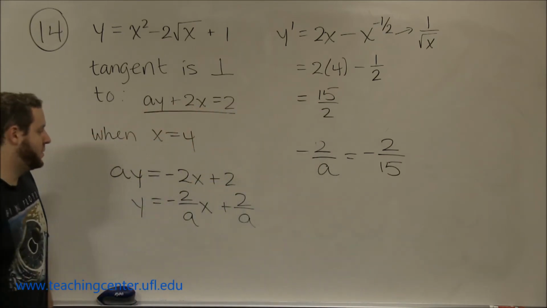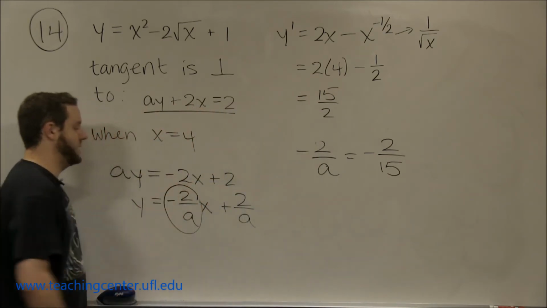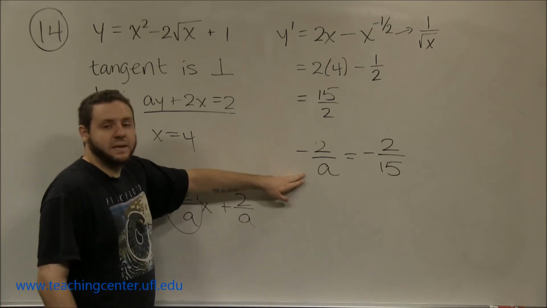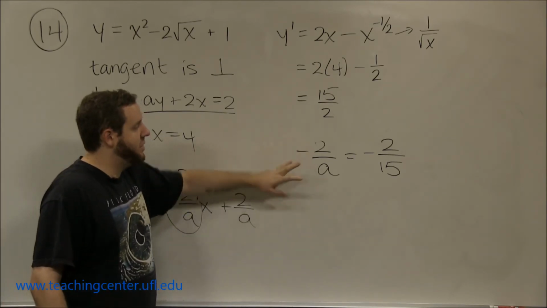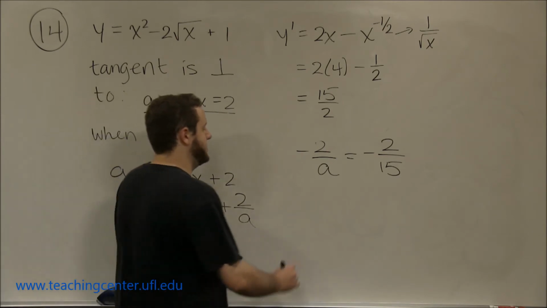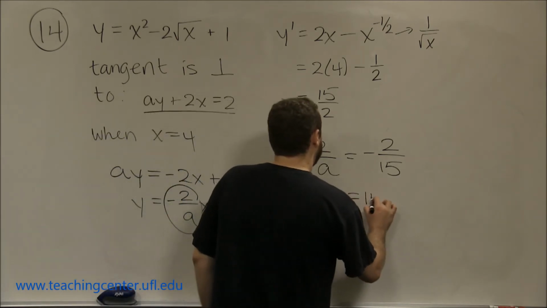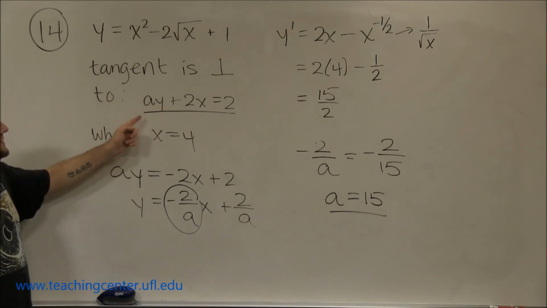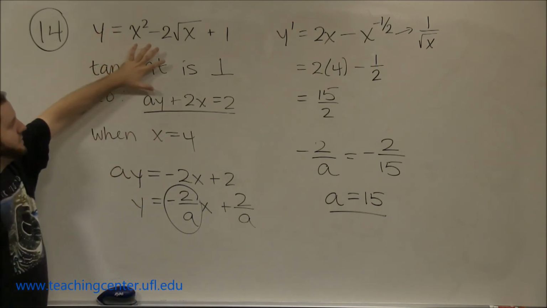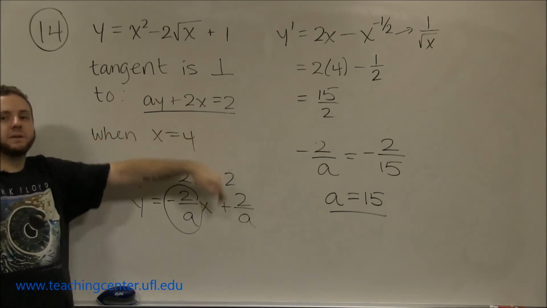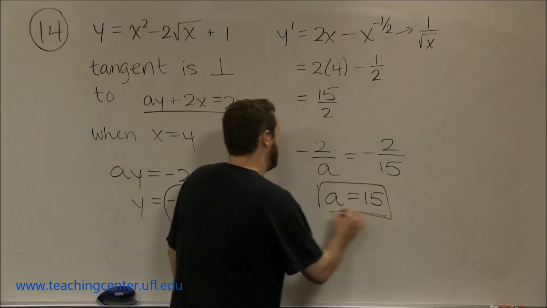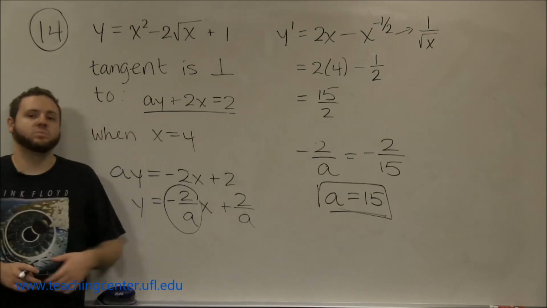Again, I got negative 2 over a because that's the slope of that line. Well, this is pretty easy to see what the answer is because they both have negative 2 on the numerator, so this is just a equals 15. So if a is equal to 15, the tangent line to this is perpendicular to this at x equals 4. So our answer there is a equals 15.